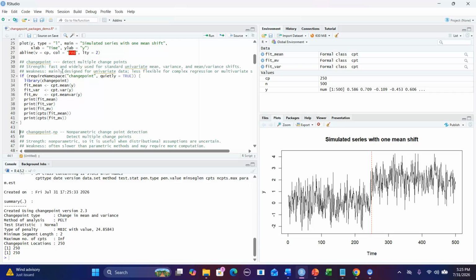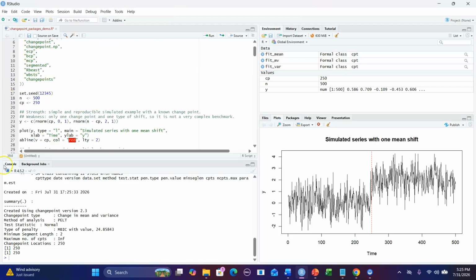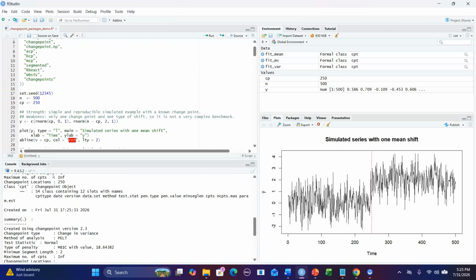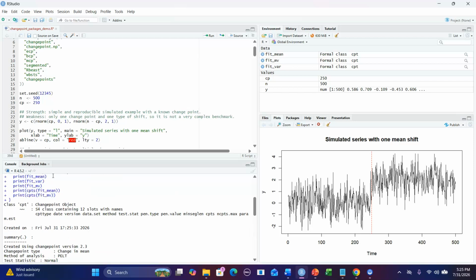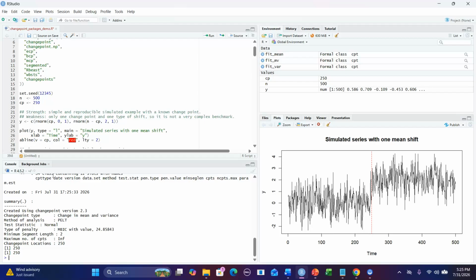Here you can see a detected change point in the mean at 250, and then for mean and variance also at 250. All right, so this is pretty quick.